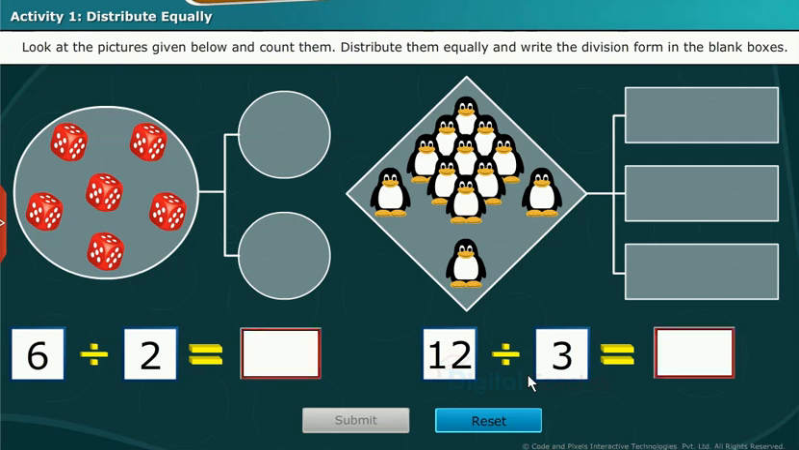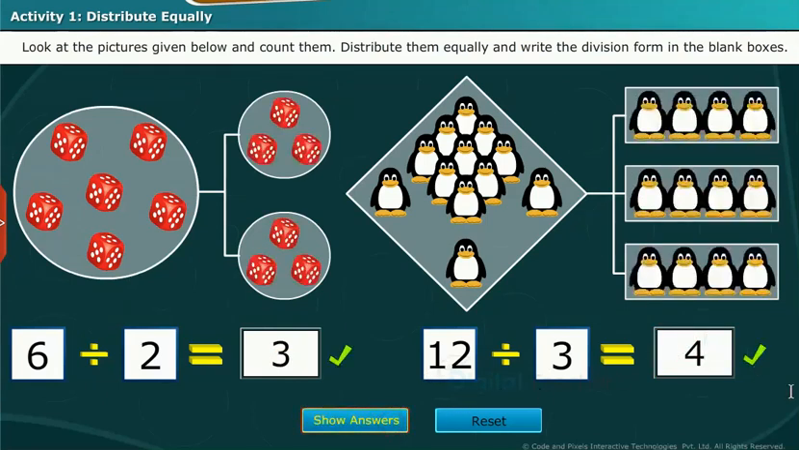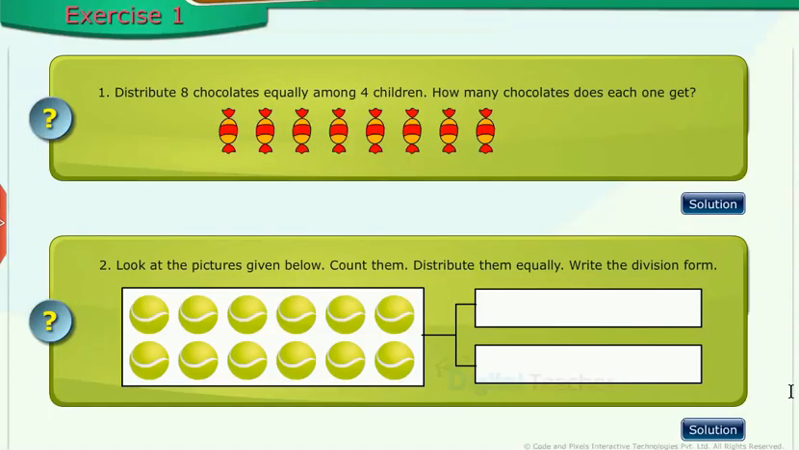Let us do an activity on distribute equally. Look at the pictures given below and count them. Distribute them equally and write the division form in the blank boxes. Let us take simple exercise problems to understand the concept of division. Click on Solution for your reference.